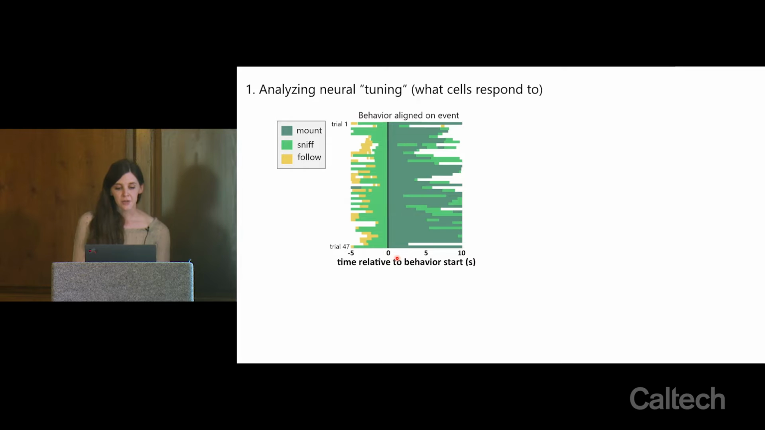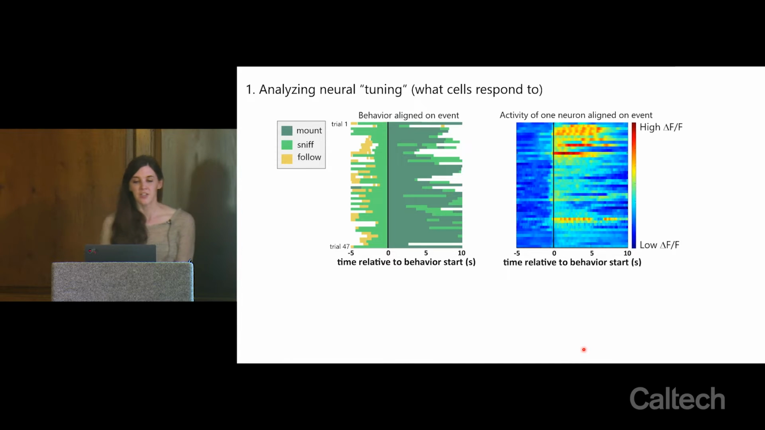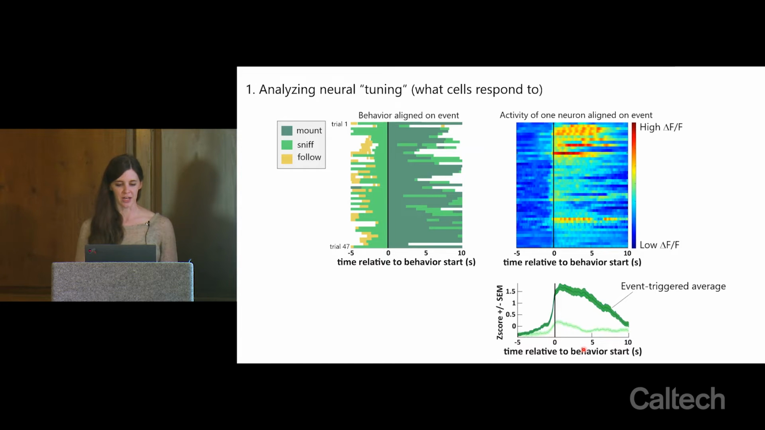On the other side, you can align the neural activity the same way, and you can identify neurons that show a modulation of their response triggered on the onset of a behavior. This particular neuron has an event-triggered average that shows an increase in cell activation triggered on the onset of mounting. In comparison, this light green line is the same event-triggered average triggered on the onset of sniffing. So this is a quick and dirty way to look for cells that are modulated by something.